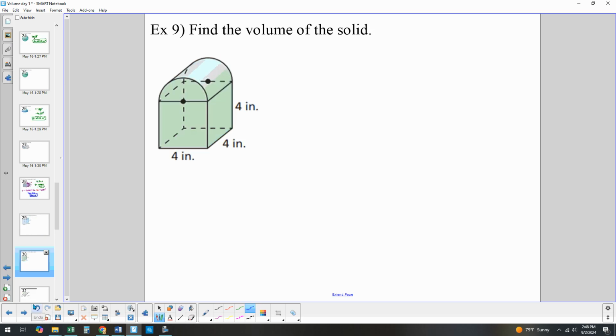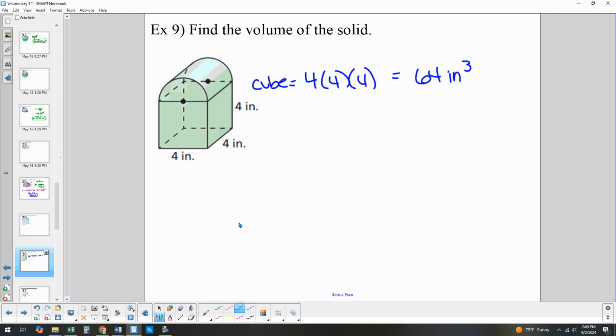Our next one for the volume is a cube, which is a square prism, and half of a cylinder. So for the cube, length times width times height, we're going to do 4 times 4 times 4. I'm going to even write cube here so I can keep track. Is 64 cubic inches.